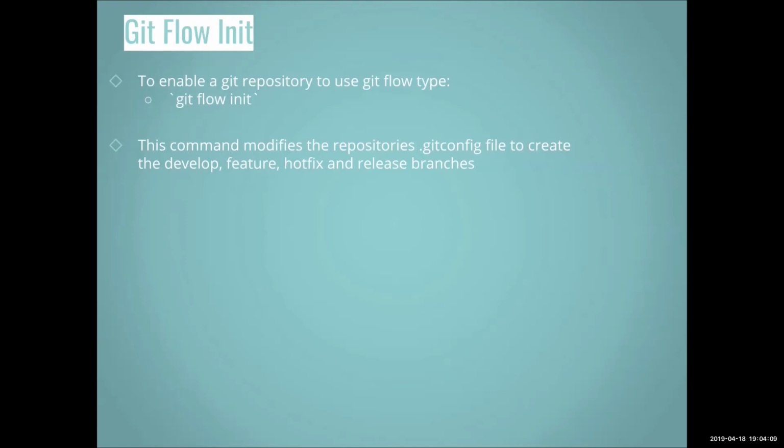So how do we get started with GitFlow? Say that you have a Git repository. If you want to use GitFlow in that repository, you first go to the repository folder and then type in git flow init. This command modifies the repository's .gitconfig file to create the develop, feature, hotfix, and release branch concepts, so that Git is aware that you're using GitFlow and using those branches.